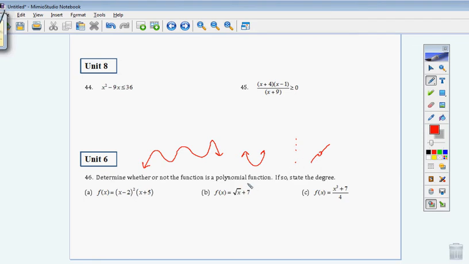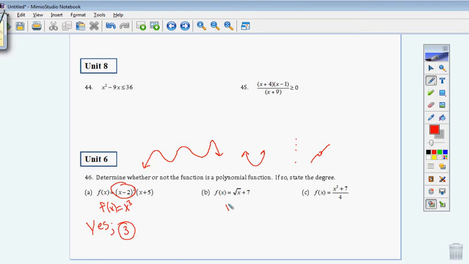it's not a polynomial function for sure. So this first one right here, if we were to expand this out, you would get f of x equals x to the third power, because that right here would FOIL out to x squared. Multiplied by that, we would get an x cubed. This is a polynomial function, and we would say that the degree is 3, because it says state the degree.